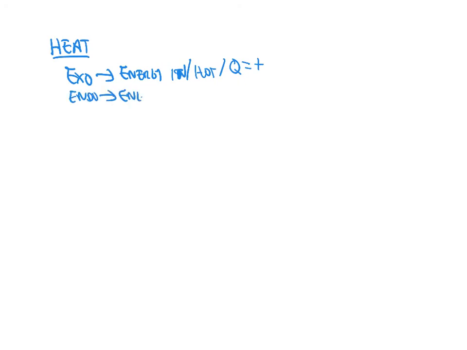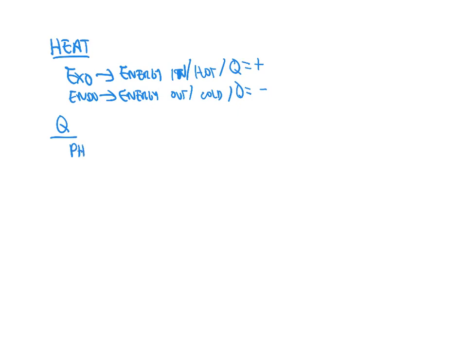So that's a whole lot of information. What are the big takeaways? The big takeaways are: what is heat? It's the transfer of energy. What is an exothermic reaction? It's energy out, it's going to feel hot, and we know that Q is negative. Endothermic reactions are energy in. They're going to feel cold. Q is positive.